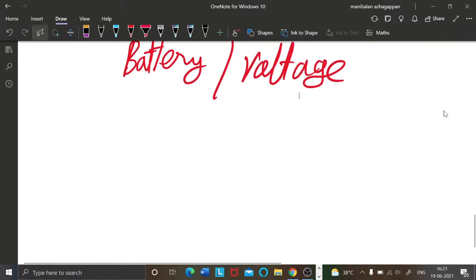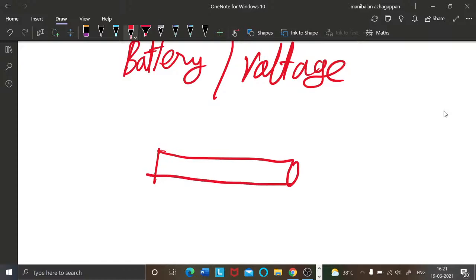Whether it is a battery, if you take an AA or AAA battery, the difference between the two terminals we can take as the potential difference, which we call the voltage.